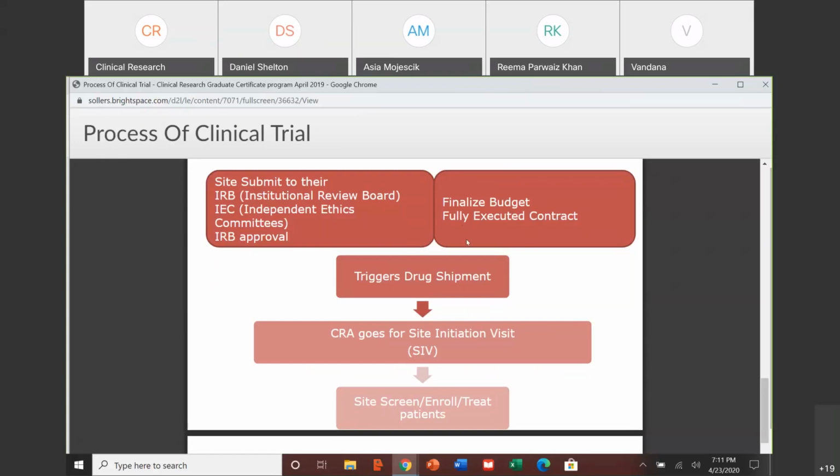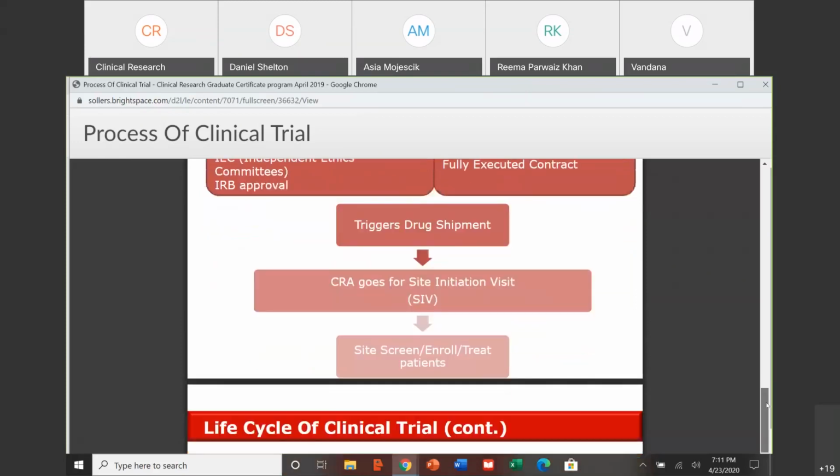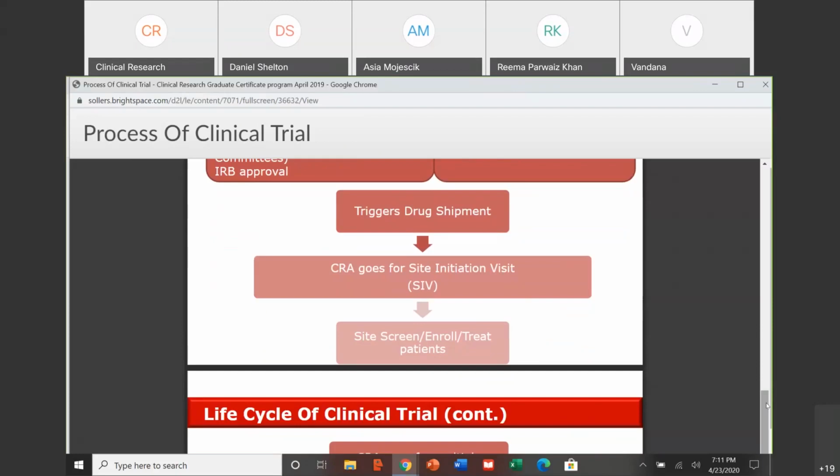IRB approval and a fully executed contract triggers drug shipment. We will not ship the drug to the hospitals until IRB approvals and fully executed contracts are in place.